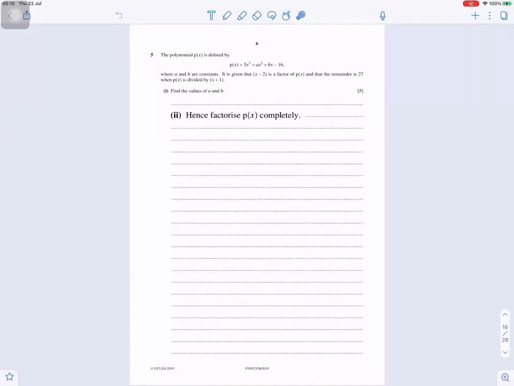Question number 5. The polynomial p of x is defined by p of x is equal to 5x cubed plus ax squared plus bx minus 16, where a and b are constants. It is given that x minus 2 is a factor of p of x and that the remainder is 27 when p of x is divided by x plus 1. Find the values of a and b.